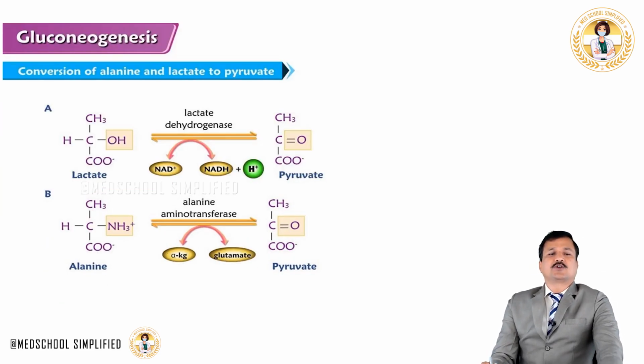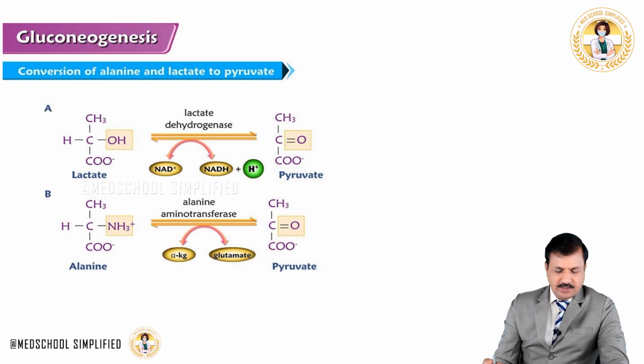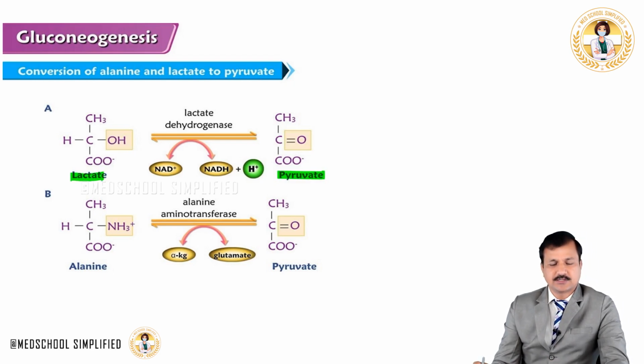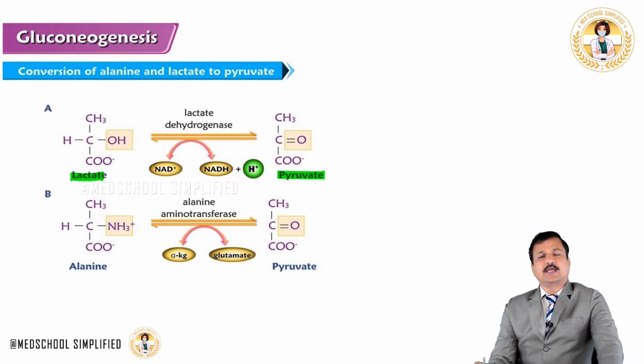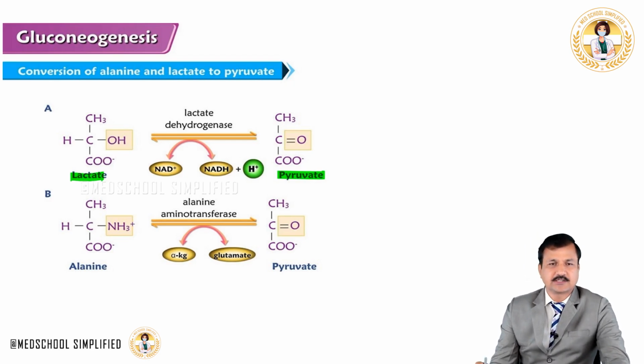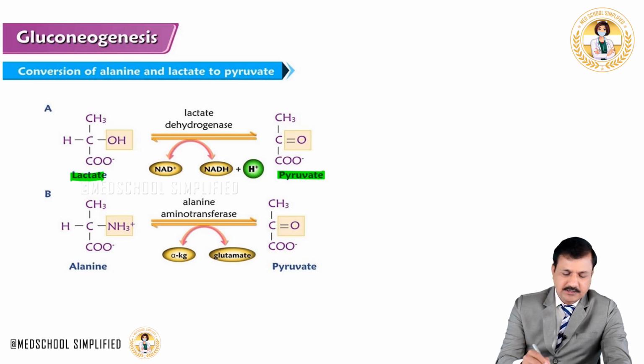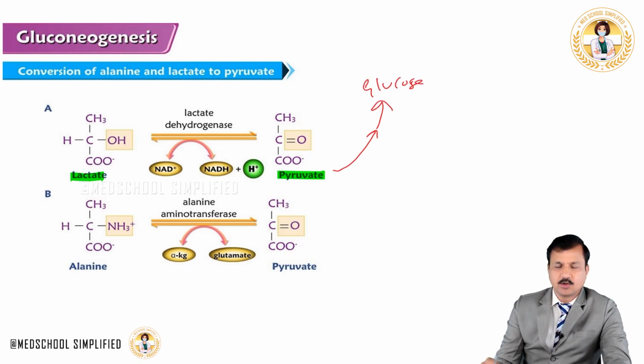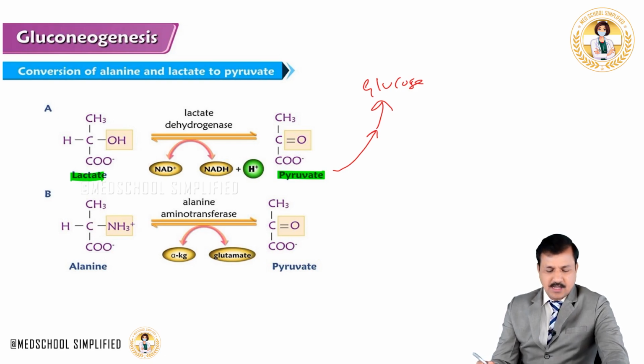Now lactate, which is one of the major precursors for gluconeogenesis, is converted into pyruvate by lactate dehydrogenase, where lactate is oxidized into pyruvate. And once you get pyruvate, pyruvate can be reversed all the way back into glucose by special enzymes involved in the gluconeogenesis process.